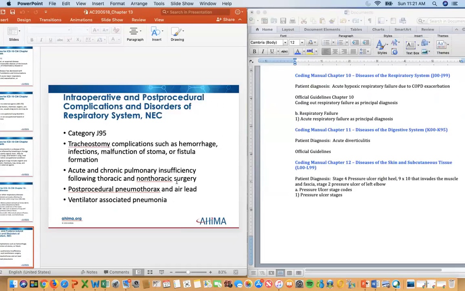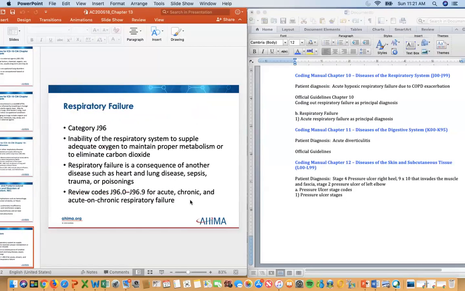I love this PowerPoint as they've started to add this, because I do a lot of the surgery floor, intraoperative and post-procedural complications and disorders. So again, tracheostomy complications, acute pulmonary insufficiency, post-procedural pneumothorax, and air leak. Of course, that will keep a patient in the hospital longer. And then we hit the respiratory failure. And again, looking at our diagnosis to the right, we have acute hypoxic respiratory failure due to COPD.